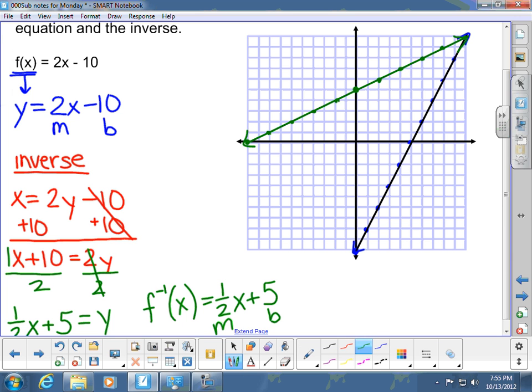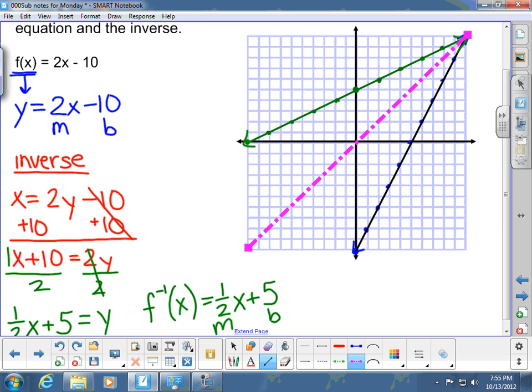The graph is a great way to check to make sure that your inverse equation is correct. The two lines should be a mirror image over the line y equals x. And if we look at those two lines, it does look like an exact flip over that diagonal line.